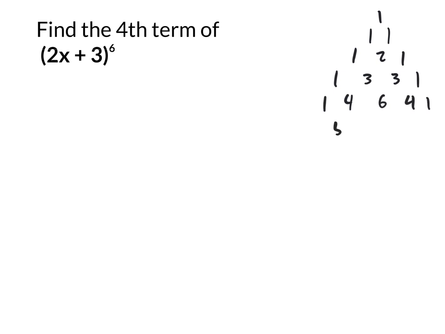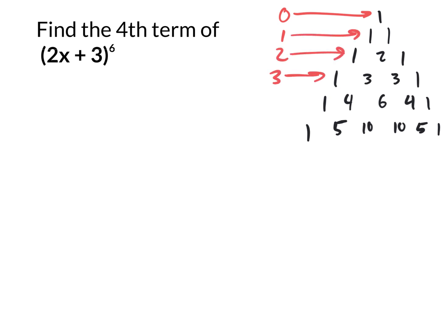Add 1 plus 4 is 5. 4 plus 6 is 10. 6 plus 4 is 10. 1 plus 4 is 5. 1's on the outside. And let's think, what powers do we have here? You always start with the power of 0. That always gives you 1. Then you start power of 1. Use those. Power of 2. Use those. Power of 3. Use those. Power of 4. Use those. Power of 5. Use those. Dang, we still need the power of 6. So we need to go even one row further.